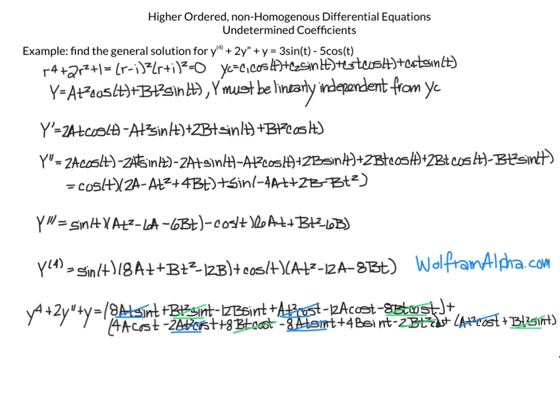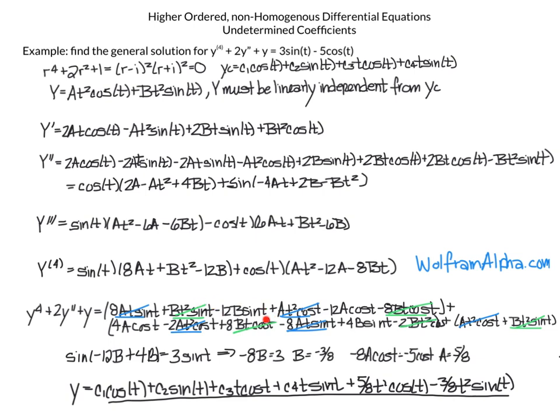Once I have all these derivatives, I can plug in to my original differential equation, which is the fourth derivative plus 2y double prime plus y is equal to 3 sine t minus 5 cosine t. So I just focused on y fourth plus 2y double prime plus y. Here's my fourth derivative, my second derivative, and my third derivative. And what ended up happening is a lot of terms ended up canceling out.